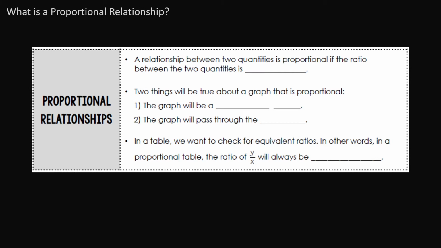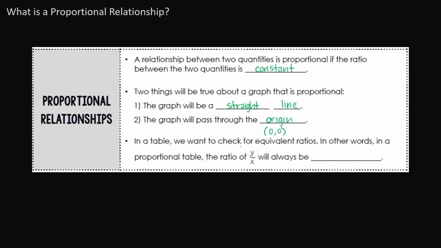So, proportional relationships. Earlier in class, we talked about how a relationship between two quantities is proportional if the ratio between the two quantities is constant. Two things will be true about a graph that is proportional. First of all, the graph will be a straight line, and we'll see that in a second. The graph will be a straight line, and the graph will pass through the origin. And if you can recall, the origin is the coordinate 0, 0 on the coordinate plane.